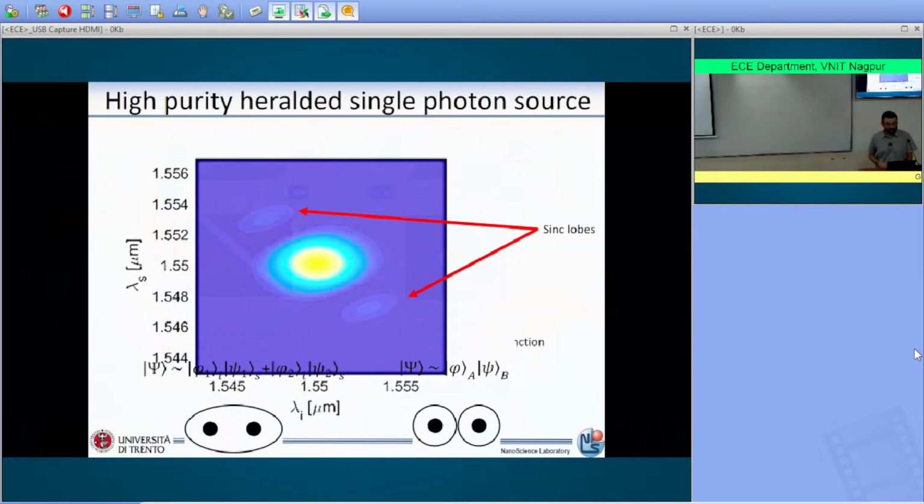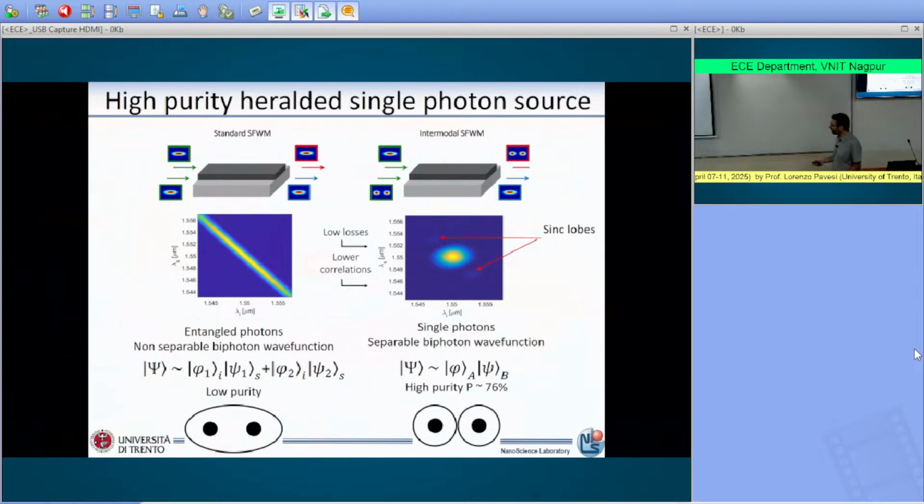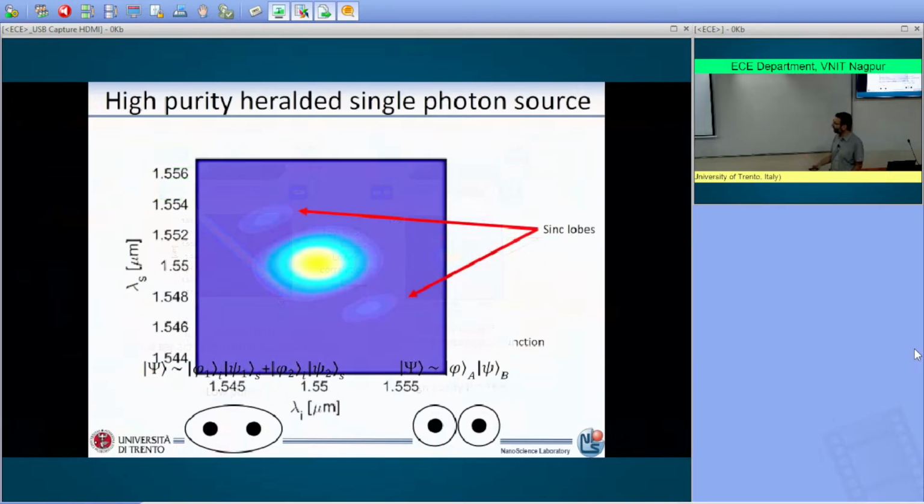And therefore, we look more carefully at the joint spectral intensity, and what we realize is that you have some side lobes here, which are a consequence of the fact that the generation efficiency has a sinc line shape. You see those side lobes there, a sinc line shape, which are reducing the value of the purity that you can achieve. And therefore, we elaborated a technique in order to decrease even further those correlations, and so increase even further the purity.